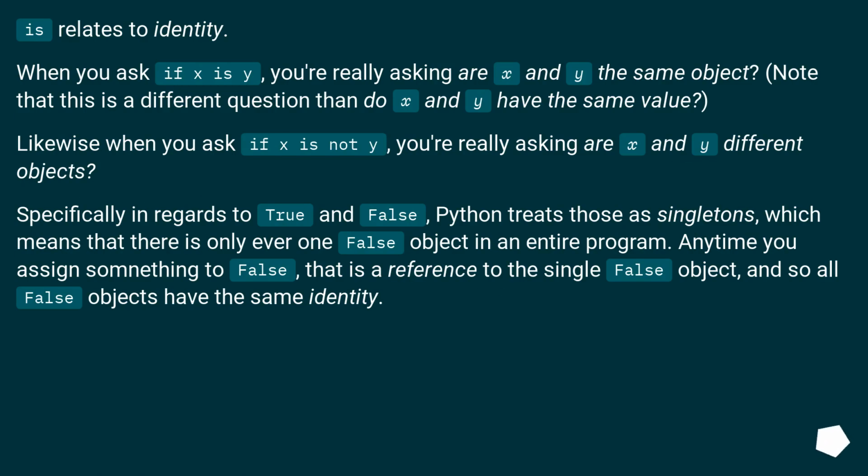Is relates to identity. When you ask if X is Y, you're really asking: are X and Y the same object? Note that this is a different question than do X and Y have the same value. Likewise, when you ask if X is not Y, you're really asking: are X and Y different objects. Specifically in regards to True and False, Python treats those as singletons, which means that there is only ever one False object in an entire program. Anytime you assign something to False, that is a reference to the single False object, and so all False objects have the same identity.